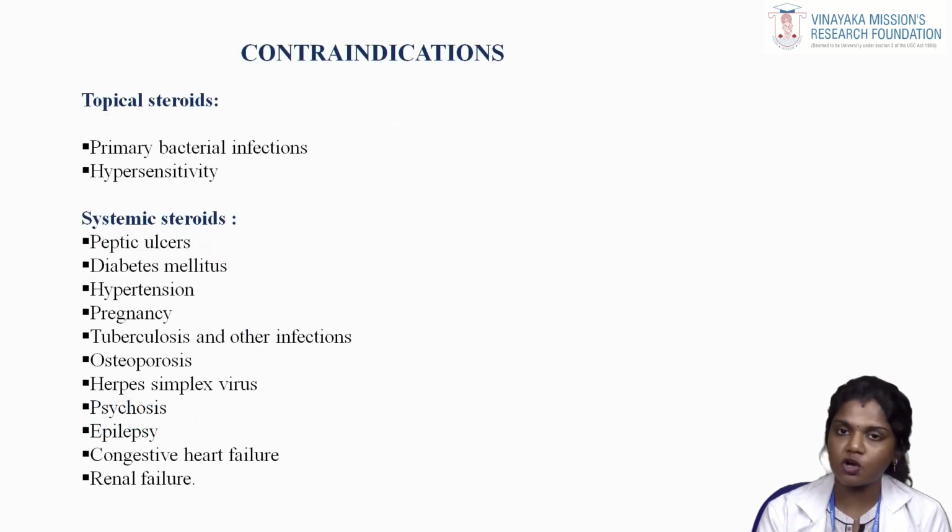There are some specific contraindications for the use of corticosteroids, both topical and systemic. The topical steroids are contraindicated in case of primary bacterial infections and hypersensitivity, and the systemic steroids are contraindicated in the following conditions: peptic ulcer, diabetes mellitus, hypertension, pregnancy, tuberculosis and other infections, osteoporosis, herpes simplex virus infection, psychosis, epilepsy, congestive heart failure and renal failure.